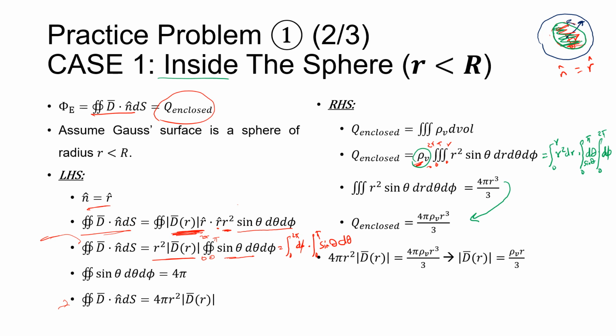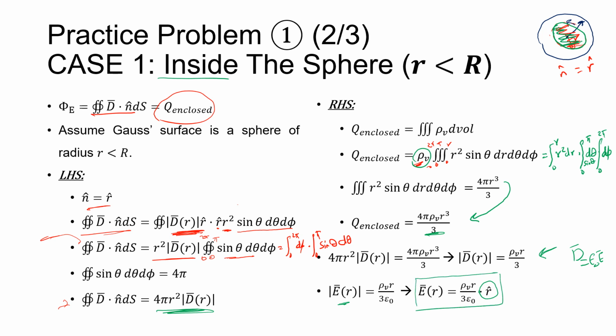Then we equate the two sides, the result which we got here and the result which we got here, and simplify. Then we reach that our Dr is equal to rho v r over 3. Then we substitute also for Er, which is rho v r over 3 epsilon naught after dividing by epsilon naught, because D is equal to epsilon naught E. And finally, we can get our vector, because this is just a magnitude, so we know that it is in the direction of r. So our final result will be like this.